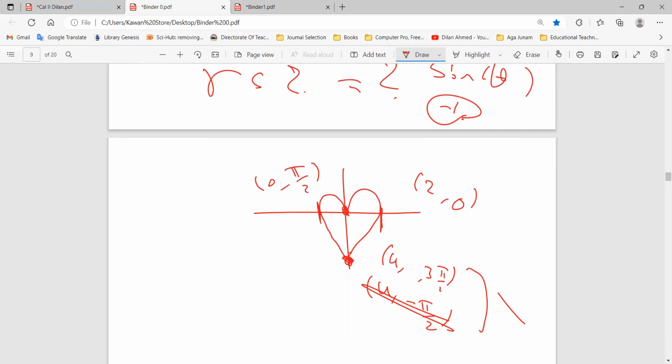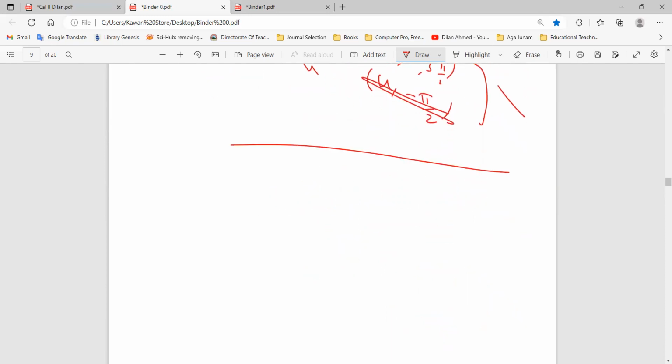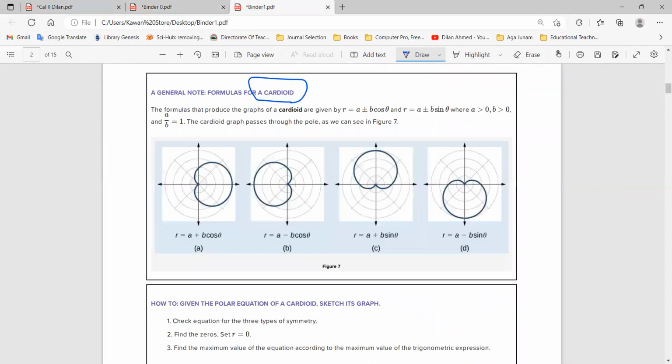Now tell me about symmetry. Now it's time to sketch and write your steps. Symmetry about the x-axis? No. About the y-axis? Yes. How about the origin? No. So the third will be no. So how about points? These are important points. How about the graph? This is the graph. So do not forget about 4 and pi over 2. This is the cardioid shape.